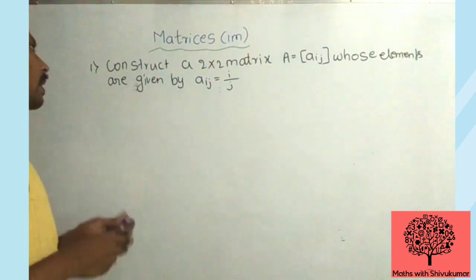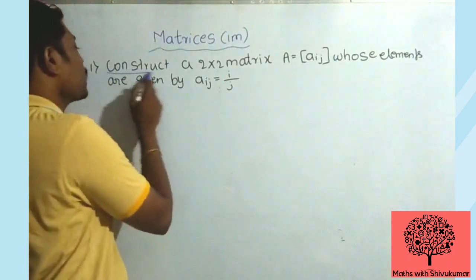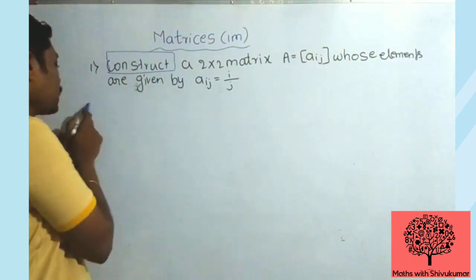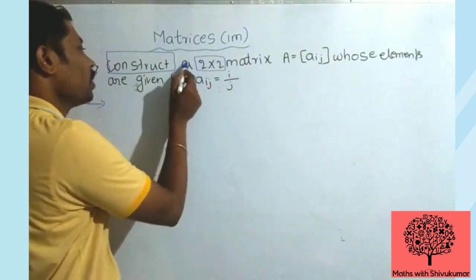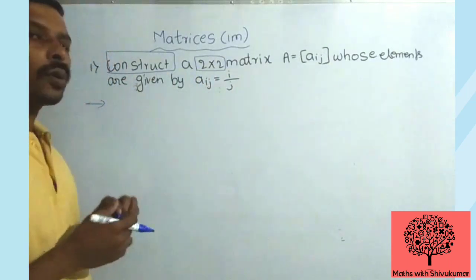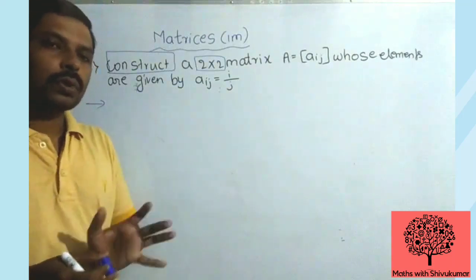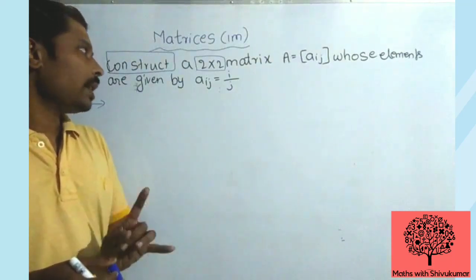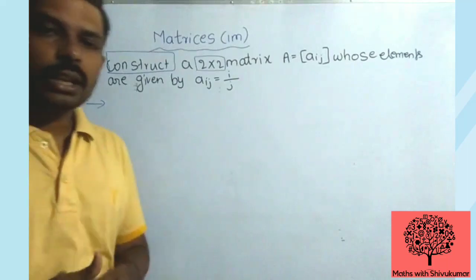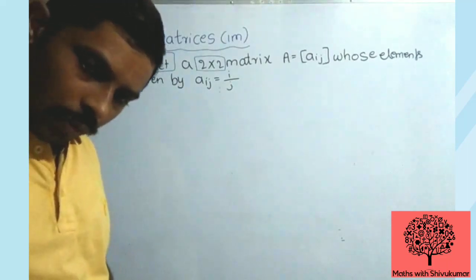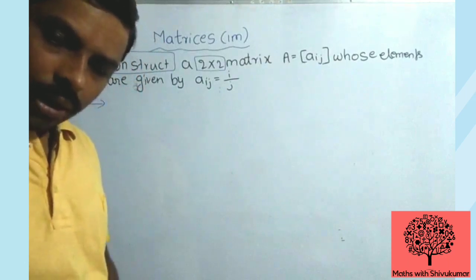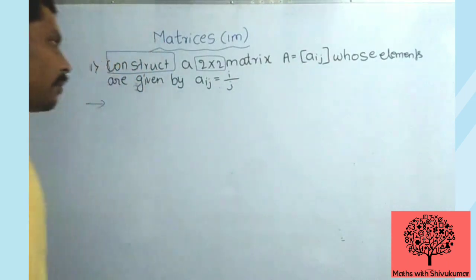We want to construct a matrix. They are telling to construct a matrix, and it is also of 2 cross 2 order. So students, whenever they tell you to construct a matrix of order 2 cross 2, one thing we have to do is first write the general 2 cross 2 matrix. Everyone knows how to write the general matrix of order 2 cross 2? Yes or no? So that general matrix we will write.